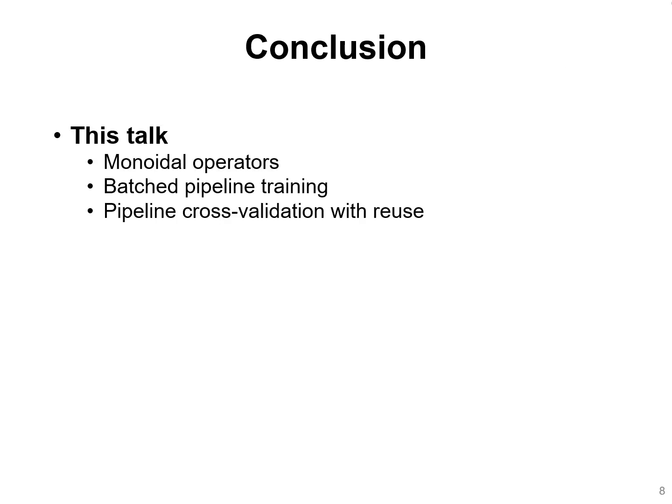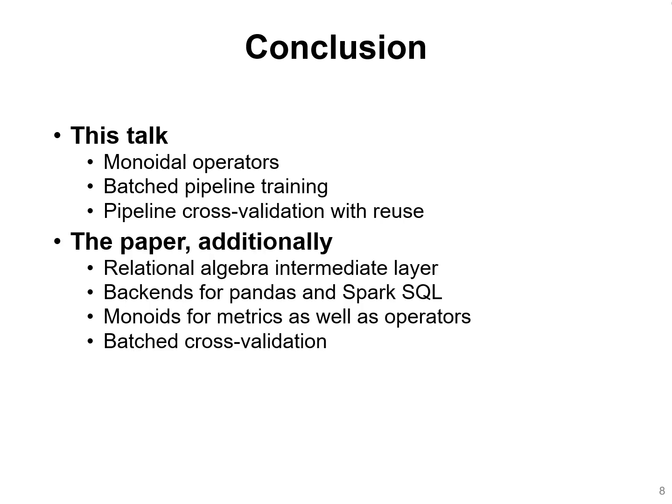To conclude, in this talk you saw monoidal machine learning operators and how to use them for batched pipeline training, as well as for pipeline cross-validation, and monoids enable reuse there. The paper, in addition to the things you saw in the talk, also shows you a relational algebra intermediate layer, and then that relational algebra enables us to implement all of our monoidal operators on two different backends, pandas and SparkSQL.